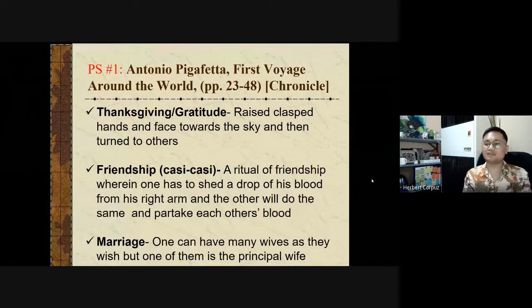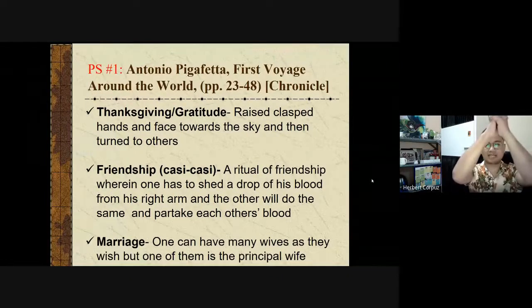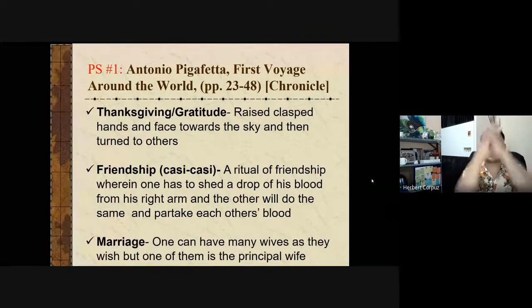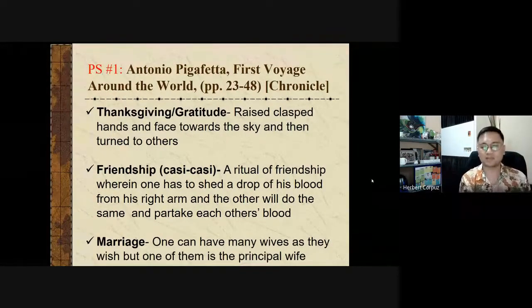Sabi niya, early Filipinos raise clasped hands. Ganyan? They clasp hands, raise their clasped hands and face towards the sky and then turn to others. That is one way of showing that they are thanking, that they are showing their gratitude to someone else, okay? How about for friendship?